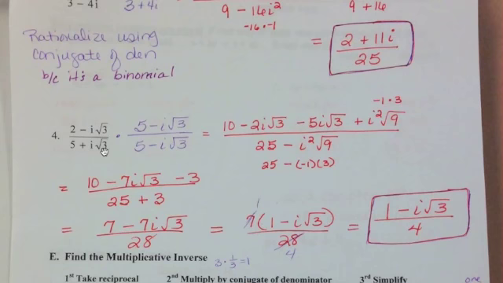Radical 3 squared is 3. So our bottom term is going to be a 28 right there. Okay, and we're going to have to FOIL out the top. In this part, you will have to do work. There is no shortcut to it.